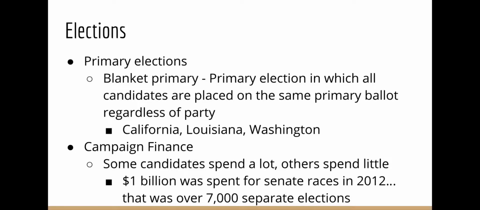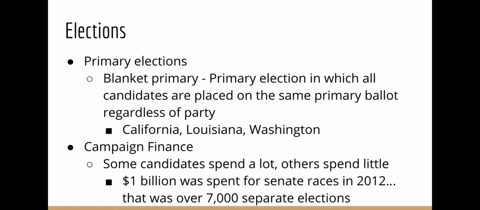Elections are held just like they are at the national level. So you have primary elections. You have what's called a blanket primary. Basically, it's a primary election in which all candidates are placed on the same ballot, regardless of their party. Examples of those would be California, Louisiana, and Washington, just to name a few.